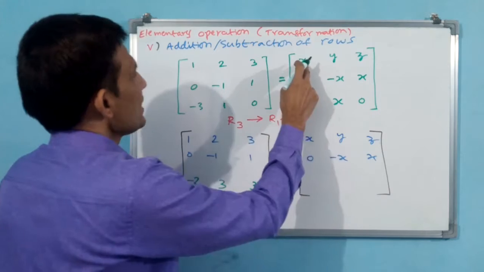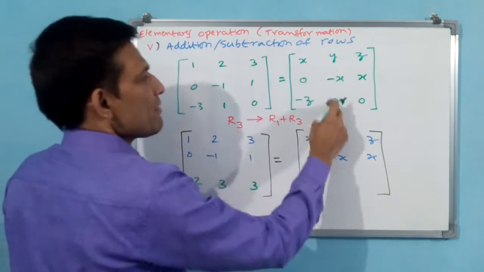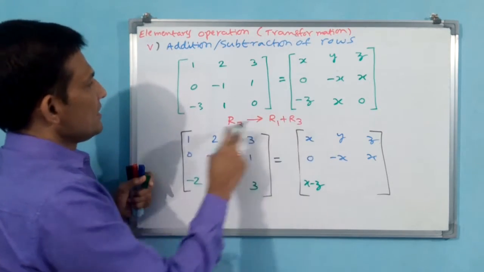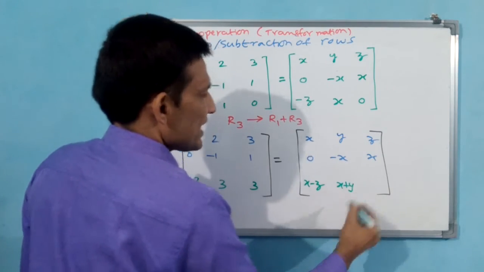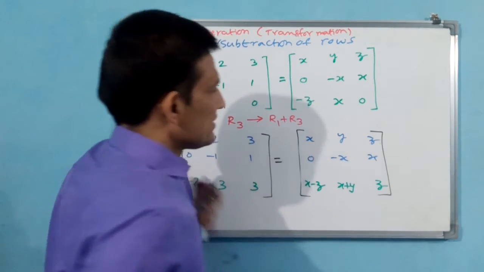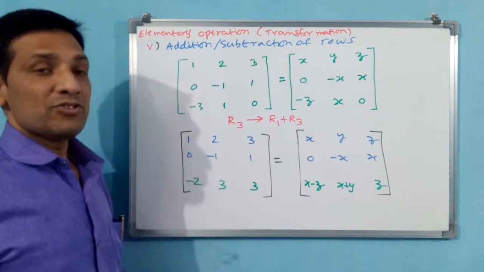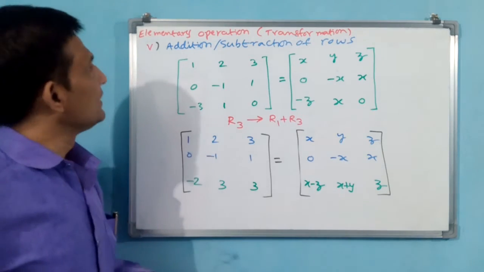Do this one. X minus Z. Y minus x. Sorry, y plus x. See, here minus is there, that is why x minus z. We are adding y plus x, or x plus y also we can write. Z plus 0 is z only. Do you understand now? This is the fifth operation. Only one operation is left, then we go to inverse.